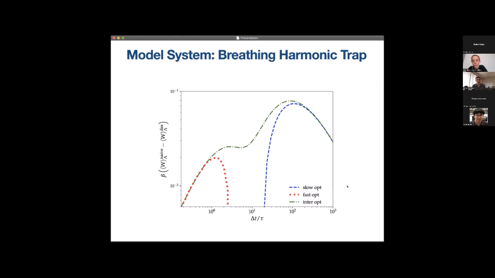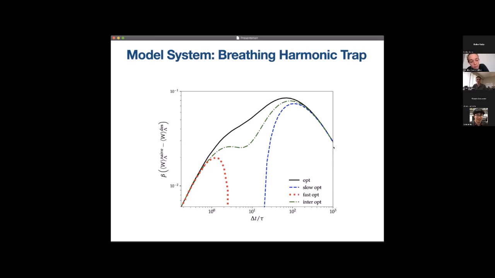And then just for comparison, here's the exact optimal, because for this specific system, you can compute the exact optimal protocol, and the interpolated does pretty well compared to even the exact optimal solution in this case. And the really nice thing about this is that these solutions in the slow limit and the fast limit in particular are way easier to calculate than this exact optimal, and they apply way more generally.